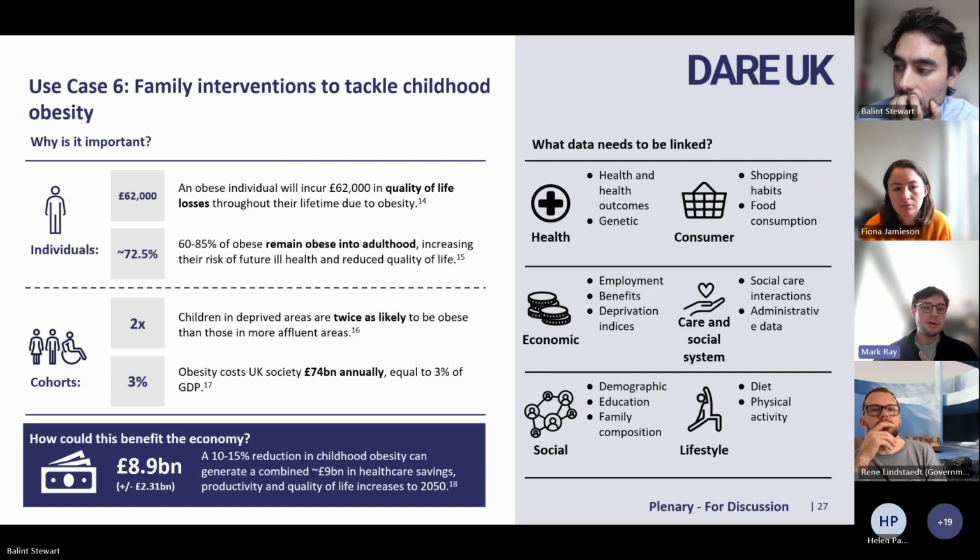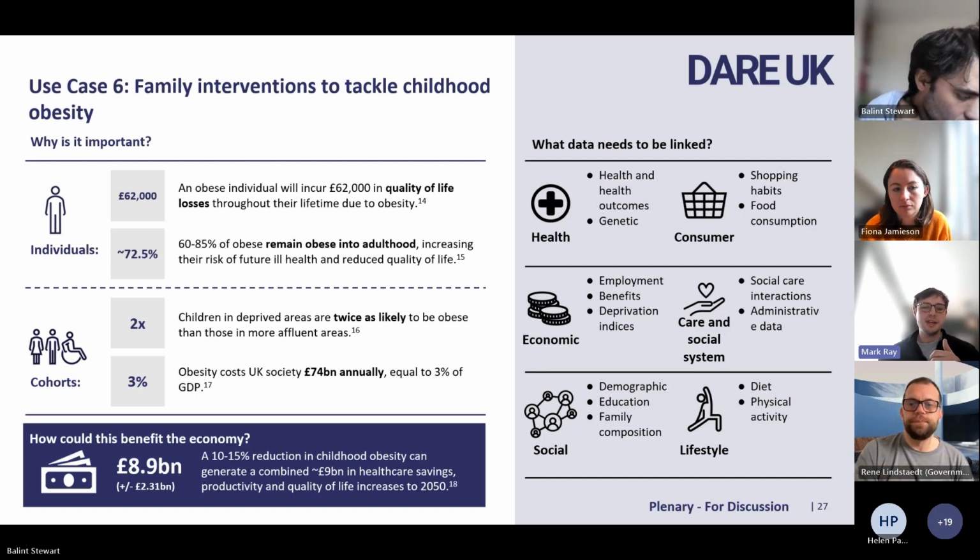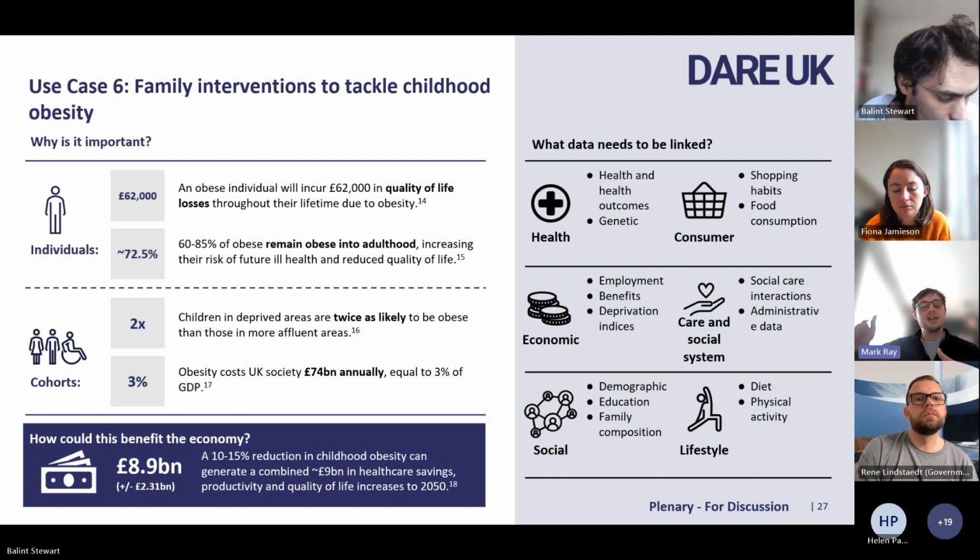And then again, just thinking about the economics. So tackling childhood obesity can generate a combined £9 billion of healthcare, productivity and quality of life increases to 2050. And as you extend this timeline further into the future, the scale of this benefit increases as fewer children carry obesity into adulthood, which further reduces the size of the obese adult population. And so as these costs increase over time as you get older, that results in a very big saving as these children move further into their lives.